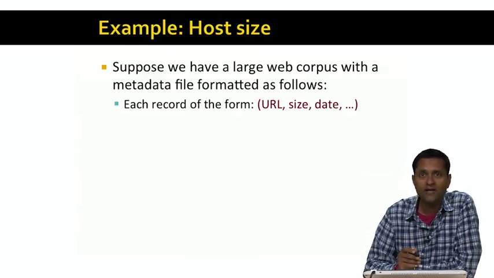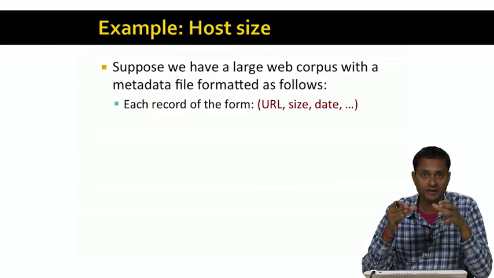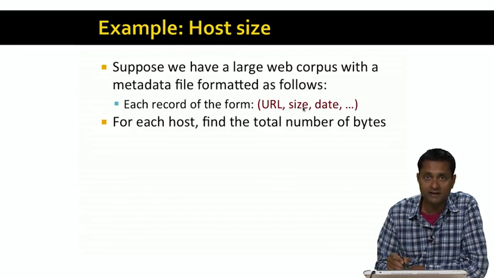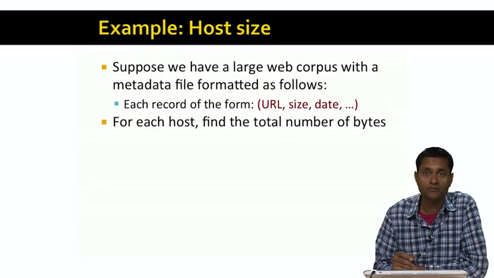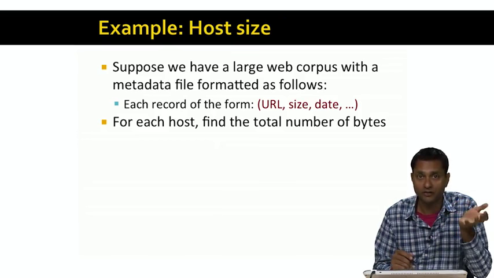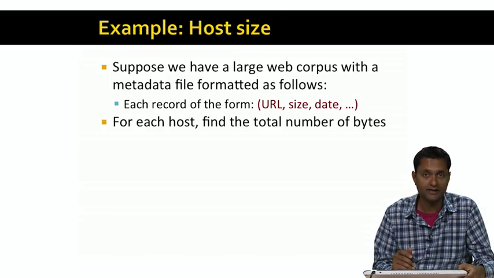Here's another example. Suppose we have a large web corpus that we've crawled, and we have a metadata file for our crawl. And each record in the metadata file looks like this. It has a URL, the size of the file, the date it was crawled, and various other pieces of data. Now, the problem is for each host, we want to find the total number of bytes. Not for each URL, but for each host. Remember, there could be many URLs with the same host name in the crawl, and we want to find the number of bytes associated with each host, not with each URL, right? Clearly, the number of bytes associated with the host is just the sum of the number of bytes associated with all the URLs for the host, and this is very easy to implement in MapReduce.